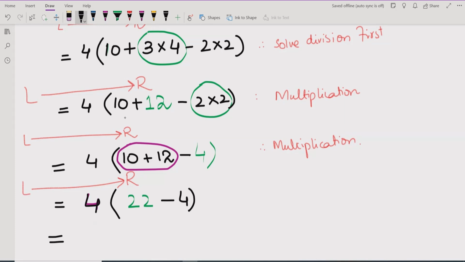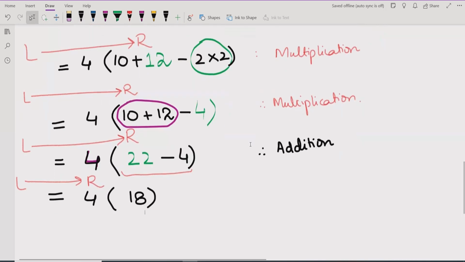Now we move forward left to right and solve the parentheses again. Here 22 minus 4. Here we give the reference: we solved the addition. Now 22 minus 4 is 18. And here we solved the subtraction. Now again we move left to right.